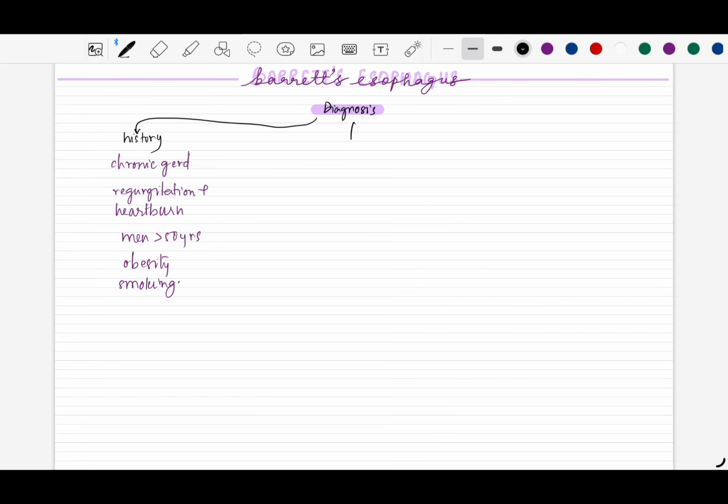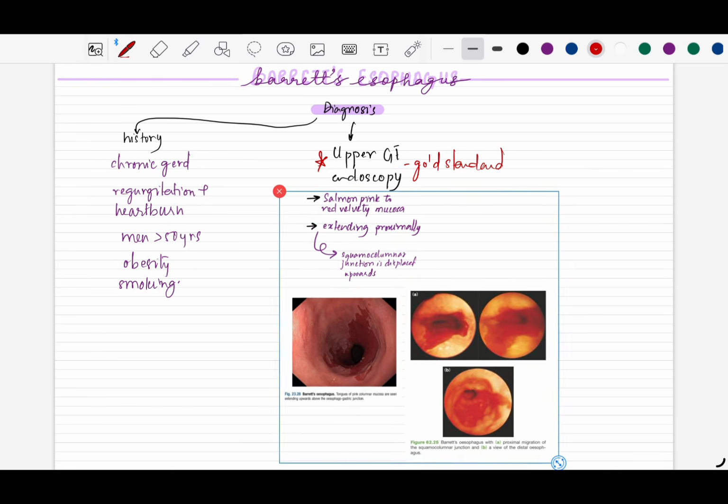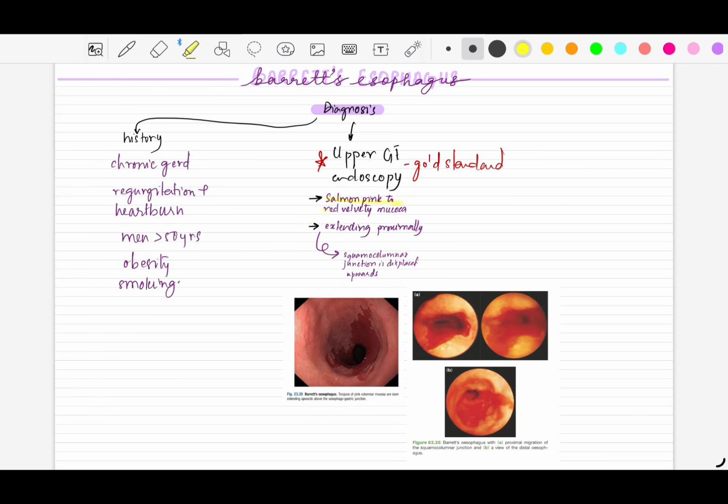The investigation of choice is going to be an upper GI endoscopy. This is also the gold standard. On upper GI endoscopy, we are going to see a salmon pink to red velvety mucosa. We can see here in the picture as well the pink red mucosa. It is a red region that extends proximally, which means that the squamocolumnar junction is displaced upwards.